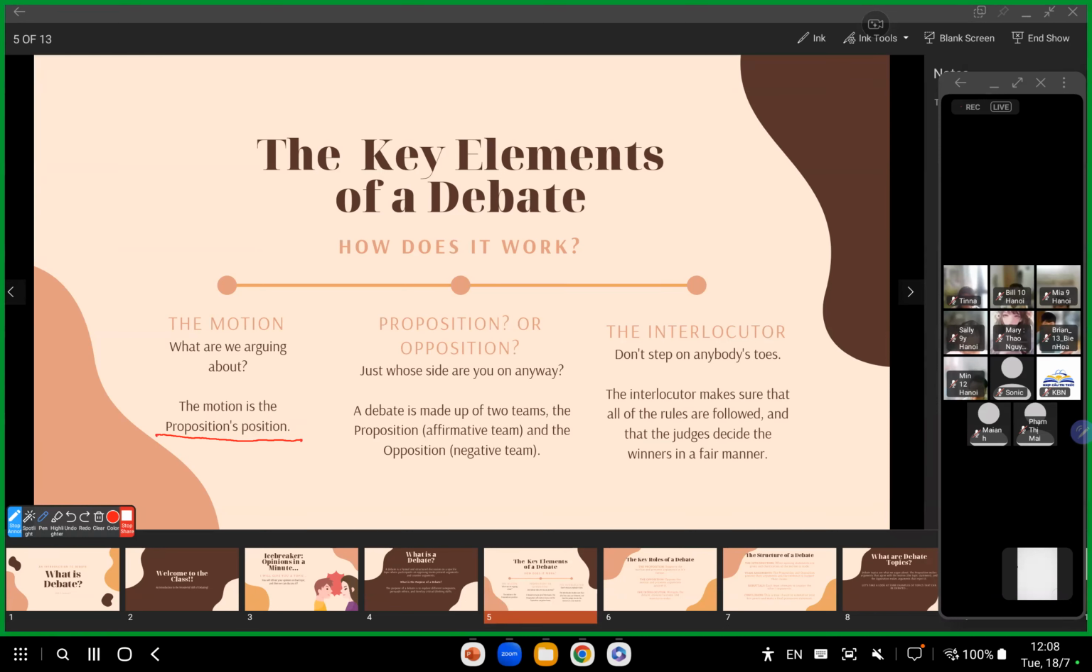So next, very good, guys, we've got the proposition and the opposition. And the proposition, again, the proposition agrees with the motion, and the opposition, they argue against it. They try to prove that the motion is wrong. And finally, we've got the interlocutor, and that's the person that makes sure that all the rules are followed and that the judges decide a winner fairly. So good work, guys. Key roles.